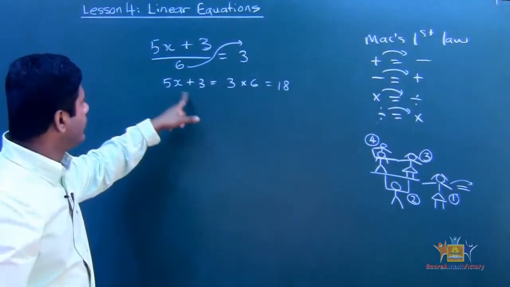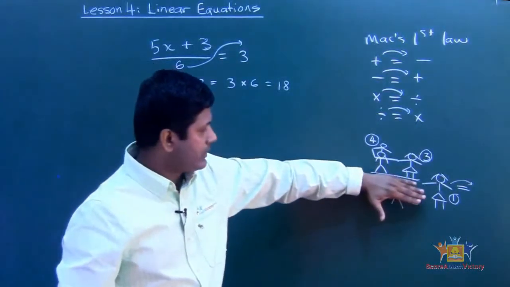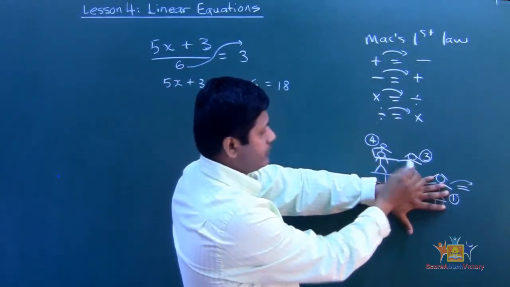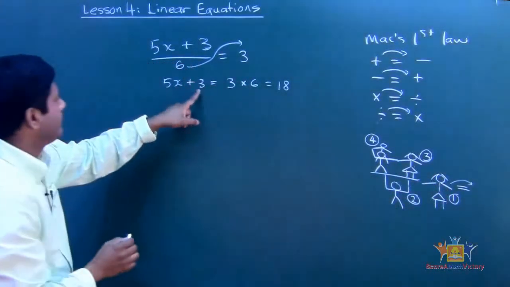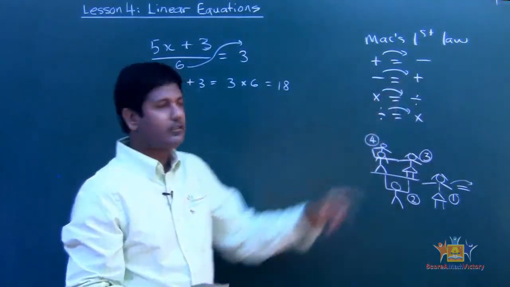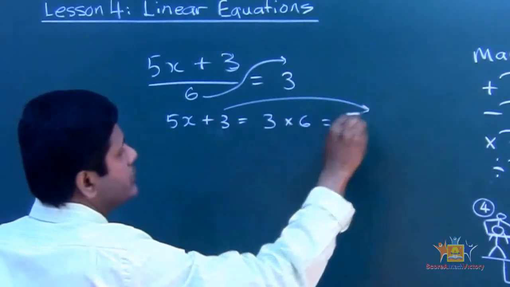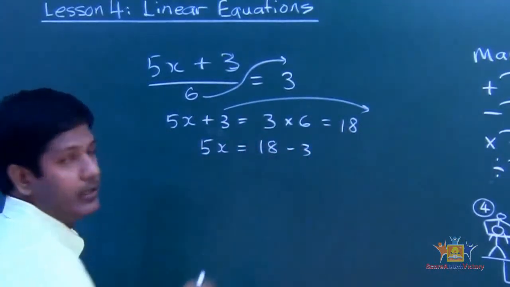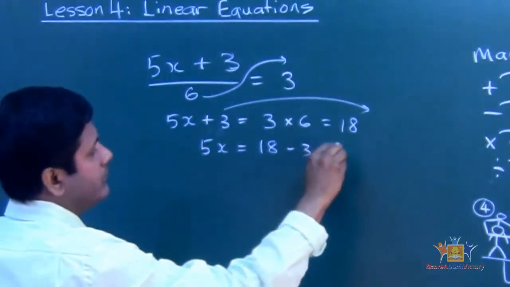Now ask yourself, who got to go next? See that your dad is gone, okay, left is your sister and your little brother. Your sister's next, okay, plus 3. And what's plus 3 across the bridge becomes? Minus. Okay, we're going to take the 3 across the bridge. So that makes it 5x equals to 18 minus 3. So 18 minus 3 is 15.